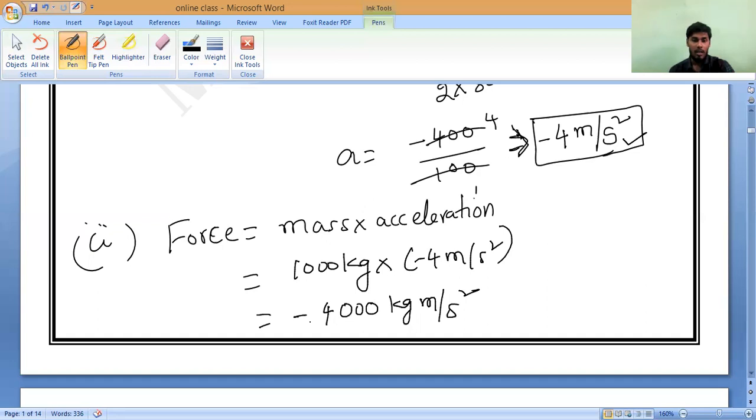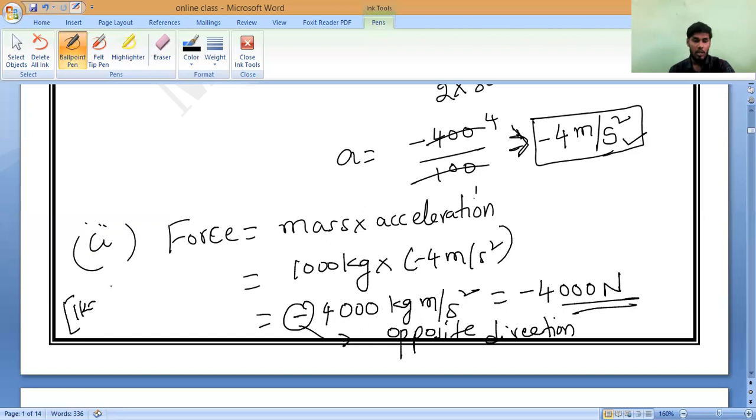So minus indicating what? Opposite direction, correct or not? Opposite direction to the motion. So now, which is equals to how much? Minus 4000 newtons. Why? Because 1 kilogram meter per second square equals how many newtons? 1 newton. This is what we know. Please note it down. This is the first question.